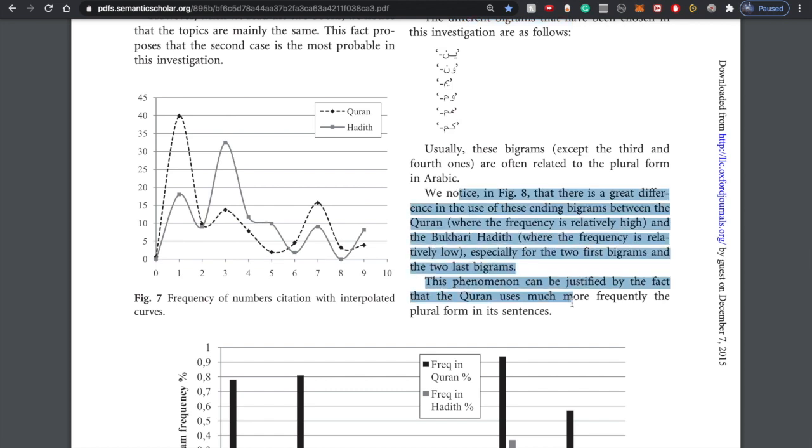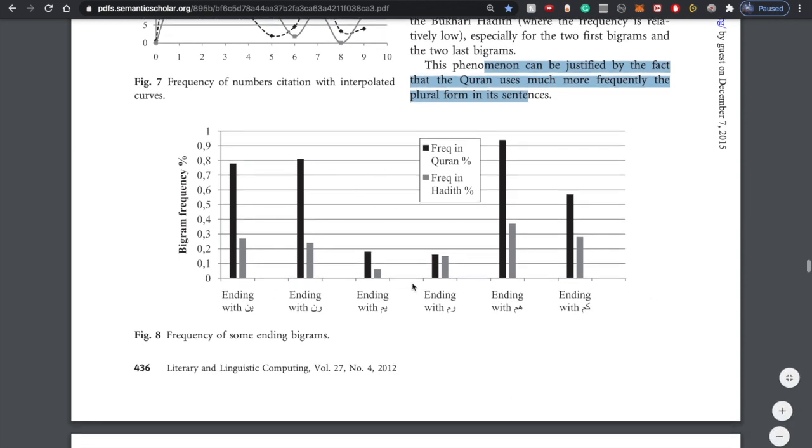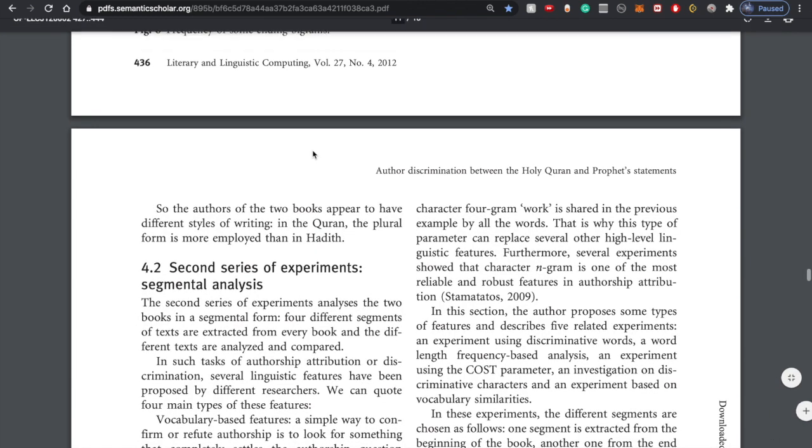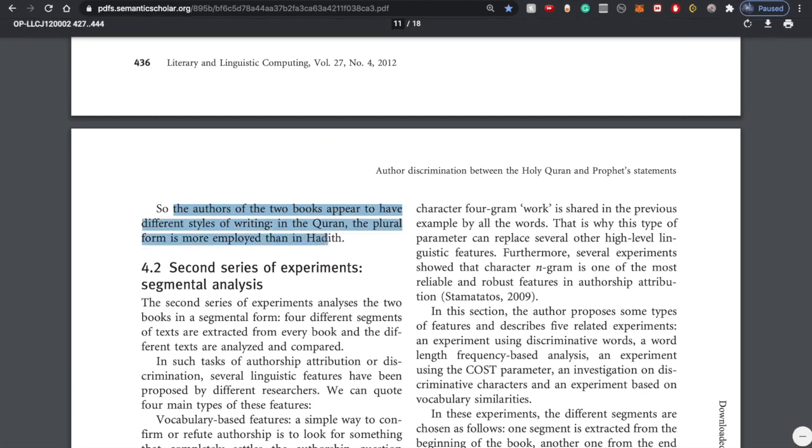And we find that there is a significant difference in how often these endings are used in the Quran versus in the Hadith. So their conclusion is that the Quran uses much more frequently the plural form in its sentences, because these endings are more often used when the plural form is being used. So the author of the Quran is more interested in plural form. Now, the authors of the two books appear to have different styles of writing. In the Quran, the plural form is more employed than in the Hadith.